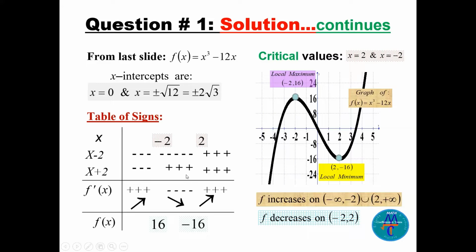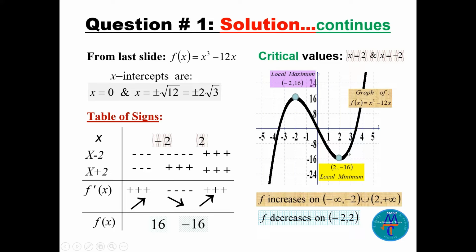f prime is negative here between minus 2 and 2, so f will be decreasing. f prime is positive after 2, so f will be increasing. So increasing, decreasing, we have a local maximum at minus 2. From where we get the 16? Replace minus 2 in the function here: minus 2 all cubed, minus 12 times minus 2 will be 16. And at 2, we have a local minimum. Replace 2 in the function, then you get minus 16.